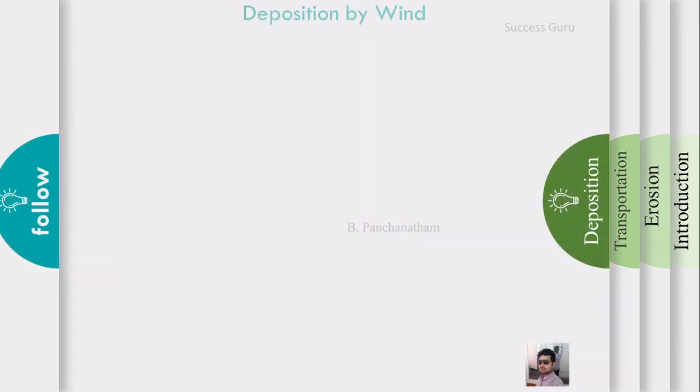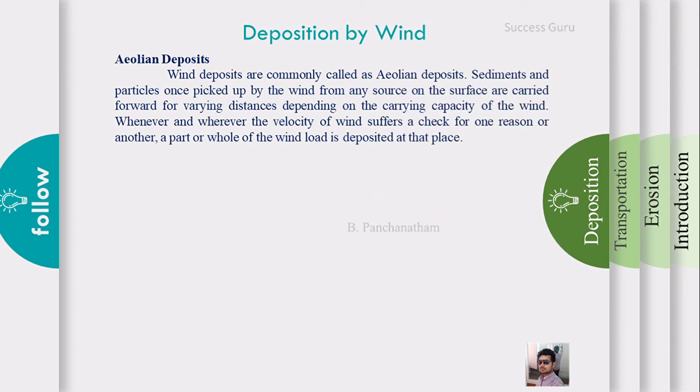So let us see the deposition by the wind. The wind deposits are commonly called aeolian deposits. Sediments and particles once picked up by the wind from any source on the surface are carried forward for a varying distance depending on the carrying capacity of the wind. Whenever and wherever the velocity of the wind suffers a check for one reason or another, a part or the whole of the wind load is deposited at that place itself.